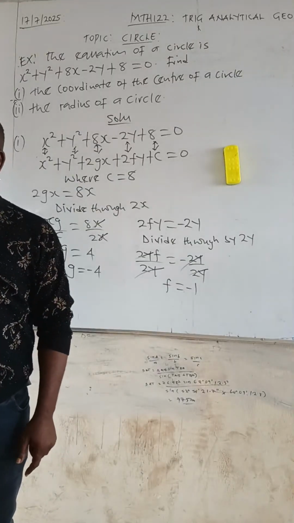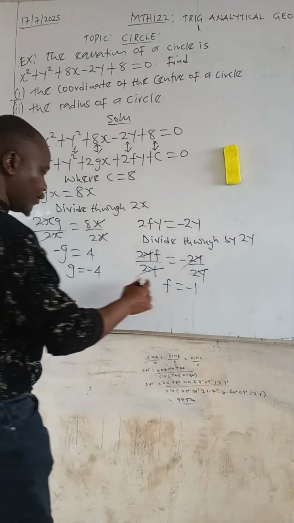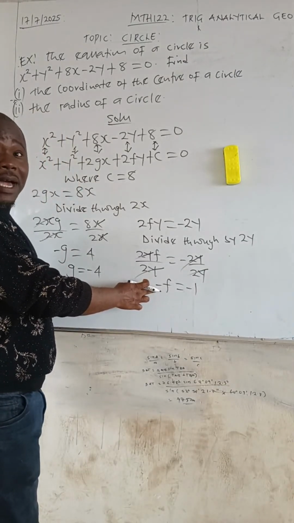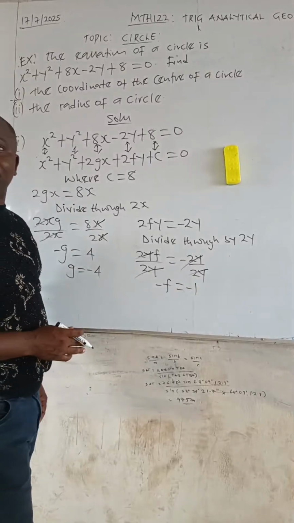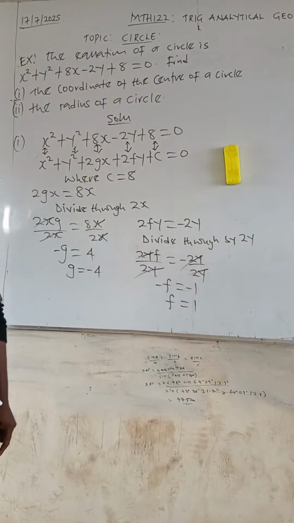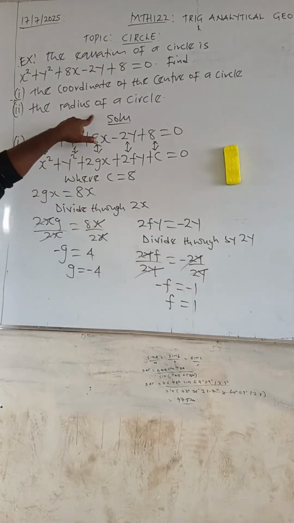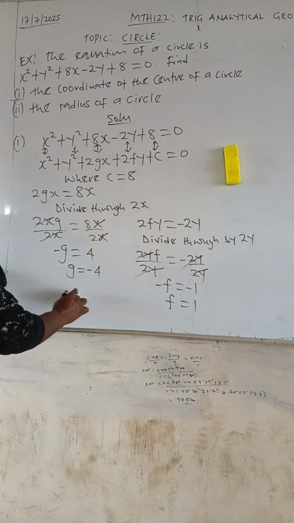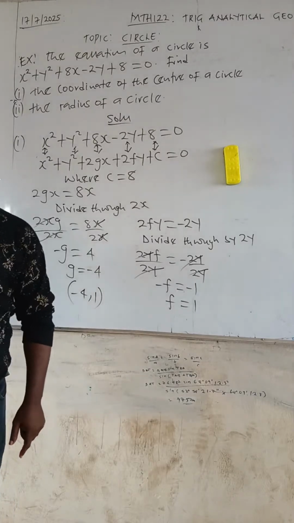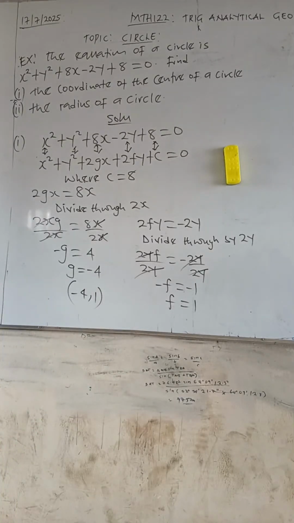But at the center, f is negative. So if you use minus to multiply it, it's going to be positive. It means f is equal to plus 1. True. So you can now see that the coordinates are minus 4, comma 1. Are you following? Is it difficult? No.